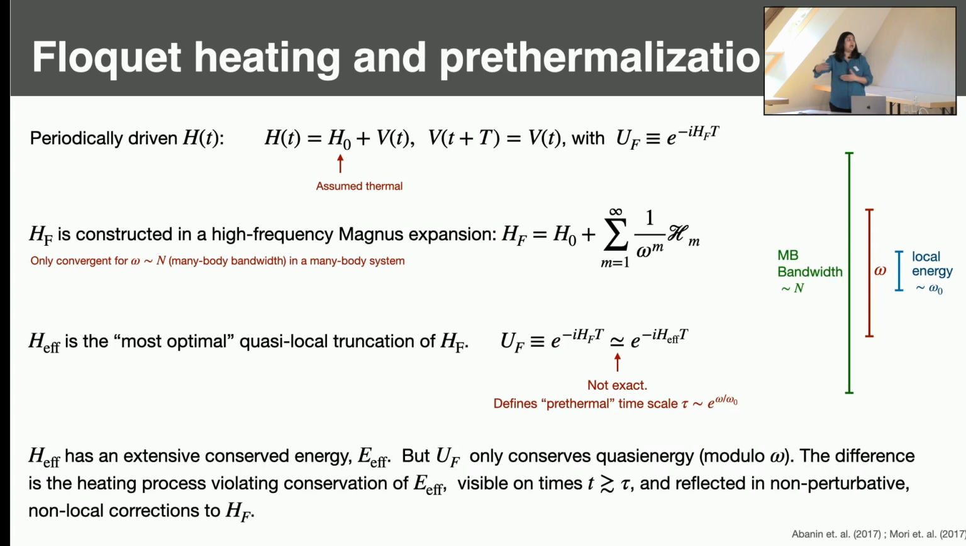It's driven by connecting different states in H effective, which differ in energy by omega. This heating is strongly visible on times that are greater than this pre-thermal time scale, and it's reflected in various non-perturbative, non-local corrections to H effective, which are included in H Floquet. So that's just a review.